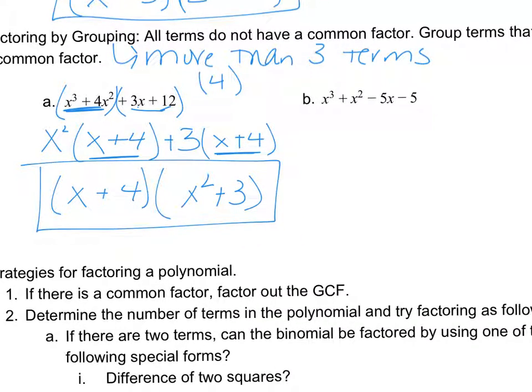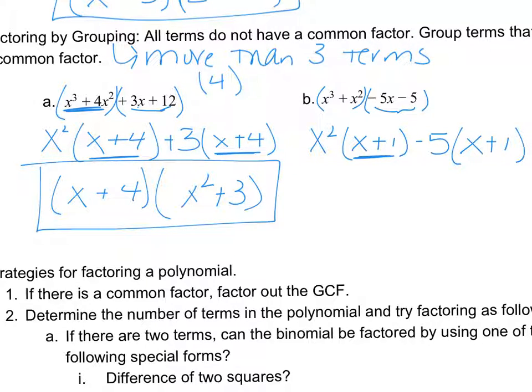Now b works in a similar manner. I just have to pay attention to my signs. So these first two, x to the third plus x squared, have x squared in common, which leaves me with x plus 1. Now when I get to the second two, I notice that they have opposite signs. So in order to get this same parentheses, I'm going to need to take out a negative number. So I'm going to take out a negative 5, which leaves me with x plus 1.